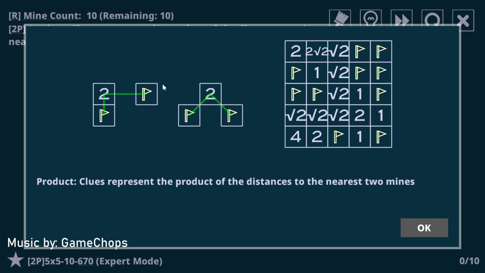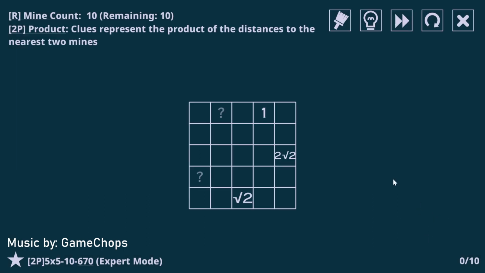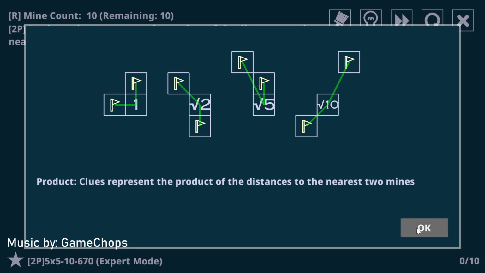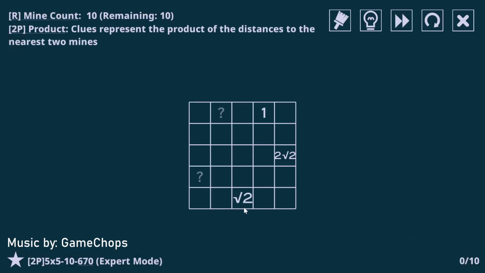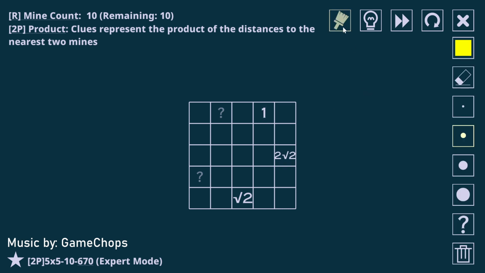Right, so here this is a very normal 2, which is 1 times 2, but this is a more special case in which the distances are root 2 and root 2. Multiply those together and you just get root 2 squared, which is 2. So yeah. Okay, it is kind of big, but I think it's fine. It's not as bad as there. Okay, can I click any of these? No, so I guess we're starting off trying to figure out what's going on here.